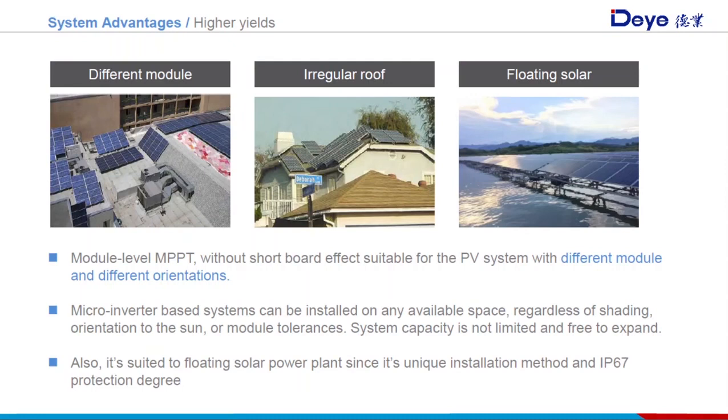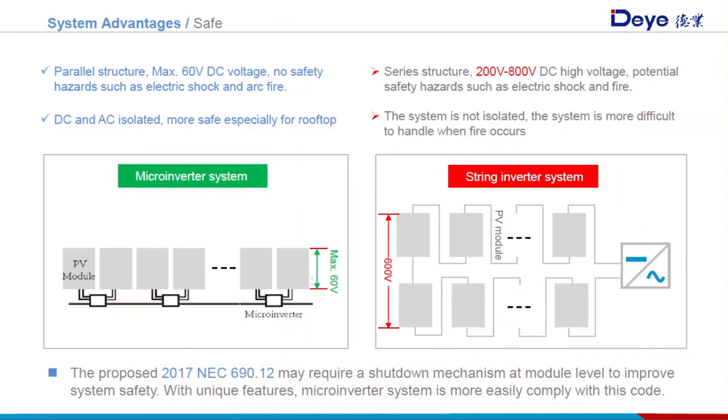Plus, microinverter is suited to floating solar power plants since its unique installation method and the IP67 protection degree. What's more important, a microinverter system is safer compared with a string inverter system. For the Deye microinverter system, its maximum DC input voltage is less than 60 volts, so there are no safety hazards such as electric shock or arc fire. Secondly, the DC and AC are isolated, which is more secure for residential roof power plants.